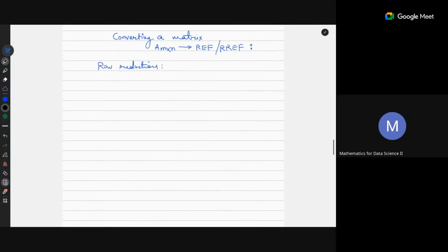Okay, so let us discuss how to convert a matrix into an REF and RREF form. There are three operations that you perform on a matrix, and any combination of them. So what are these three operations?